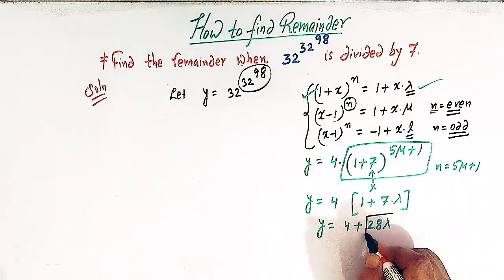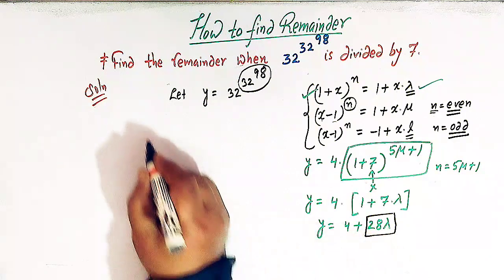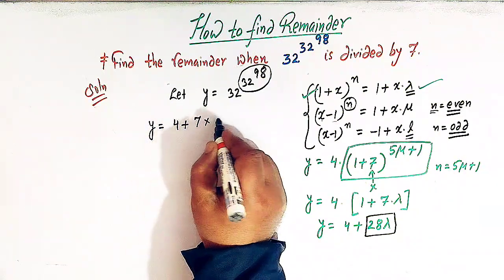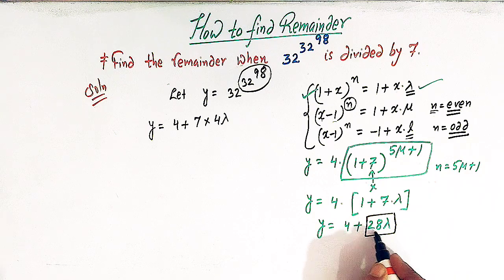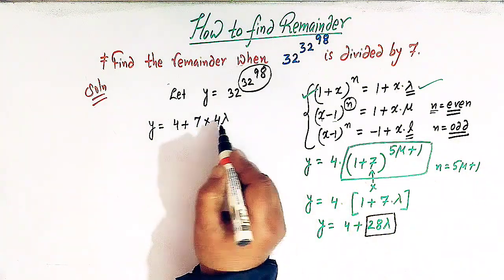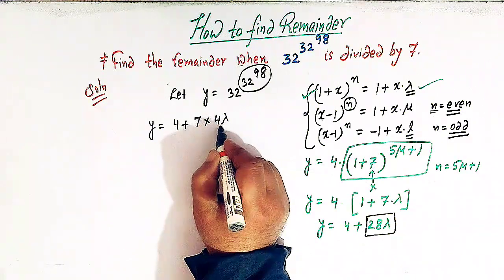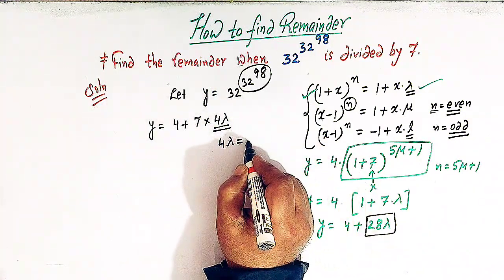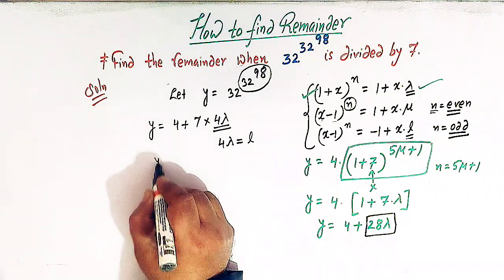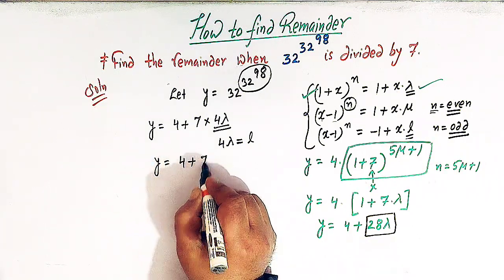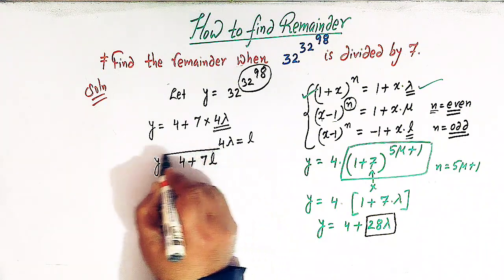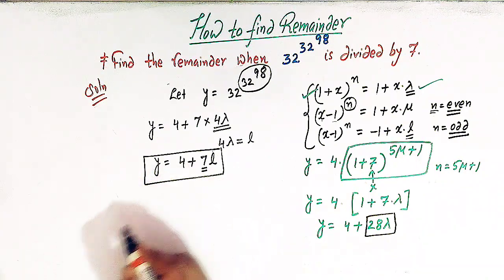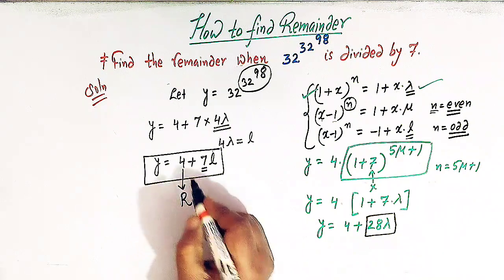Now let us consider this term, that is 28 lambda. So we can write y as 4 plus 7 times 4 lambda, right? Because 28 lambda can be written as 7 times 4 lambda. And now here we can take this 4 lambda as some other positive integer, say L, right? So we can now have y is equal to 4 plus 7 times L, right? And this expression shows that when y is divided by this number 7, then the remainder r is 4.